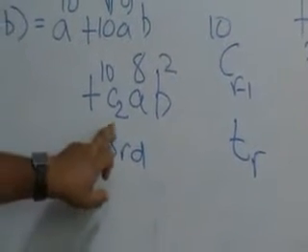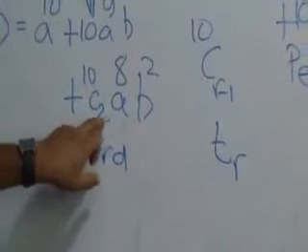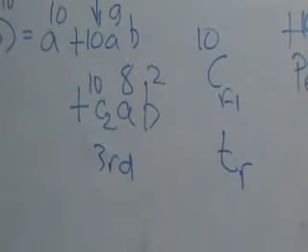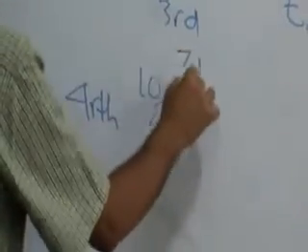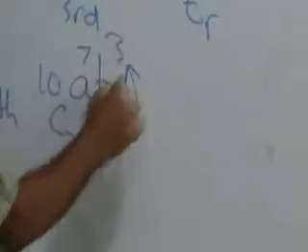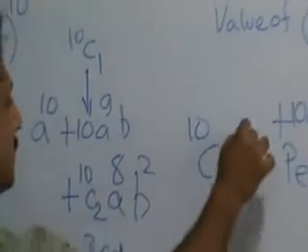Have you also noticed that the power of b is the same? Just see. 10c2, then b is square. If you write the fourth term, T4, then it will become even more clear. It is 10c3, a to the power 7, b to the power 3. Whatever is in c3, here it comes. So if it is 10c r minus 1, then it will be b to the power r minus 1. That's for sure.